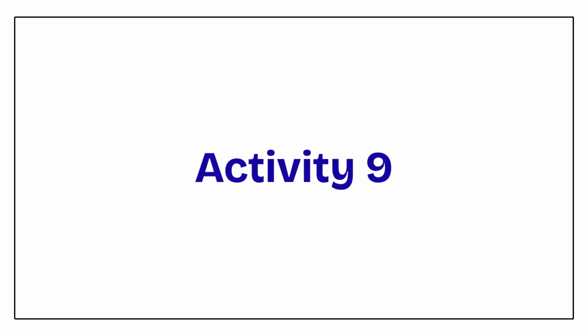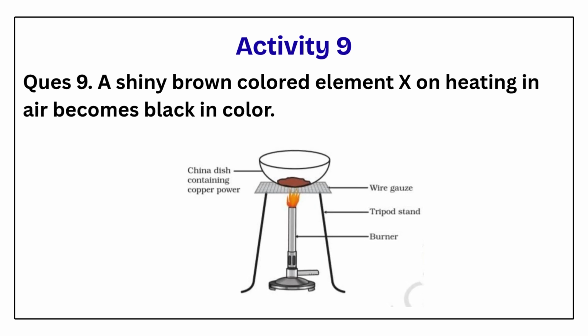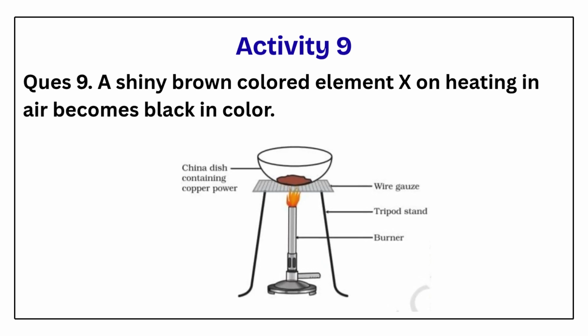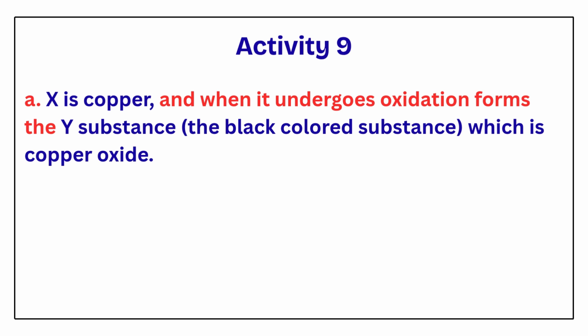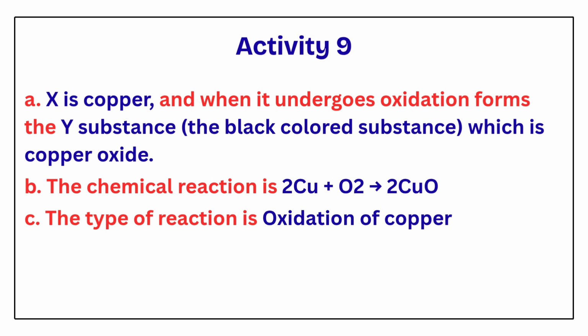The last activity related to this chapter is a shiny brown colored element X which on heating in air becomes black in color. Name the element X and the black colored compound formed. So X is copper and copper on undergoing oxidation forms the substance Y, the black colored substance, which is copper oxide. The reaction is given below, which is the oxidation of copper.